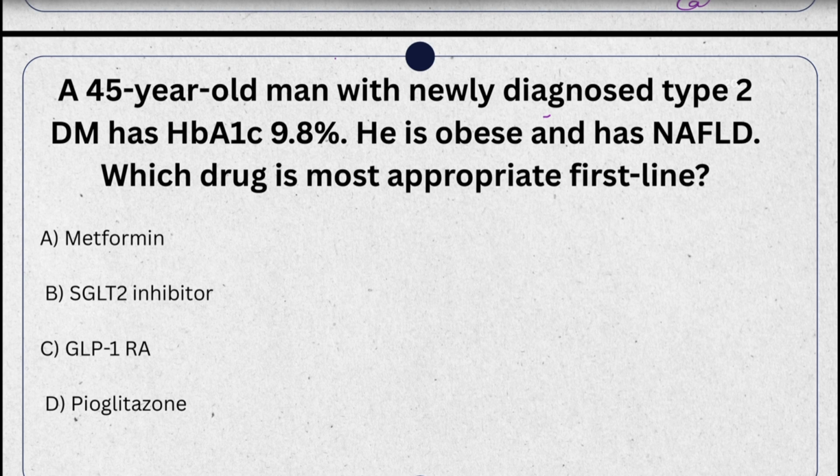Now let's take a look at the second question. A 45-year-old man with newly diagnosed type 2 diabetes has an HbA1c of 9.8%. He's obese and has non-alcoholic fatty liver disease. Now, which drug is most appropriate as first line?